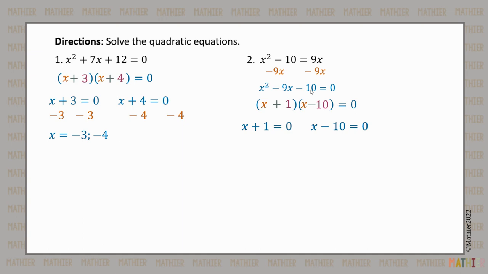Then we solve each equation separately. In this first equation to solve, I would subtract 1 from both sides. In the second equation, we would add 10 to both sides. So we get x equals negative 1 and x equals 10.